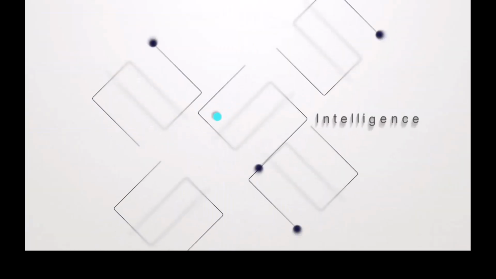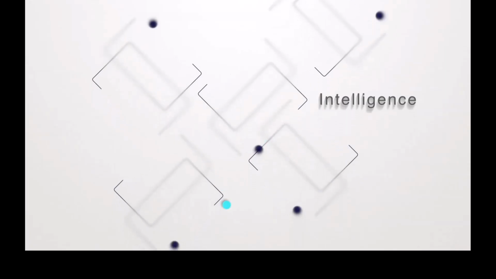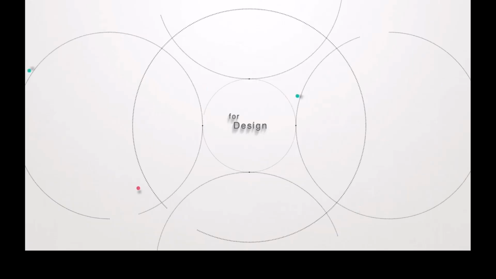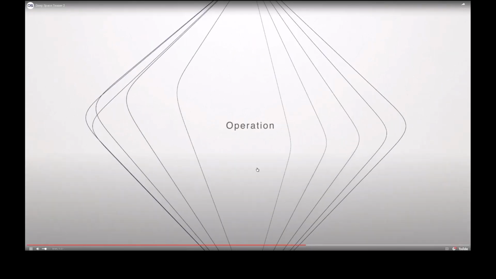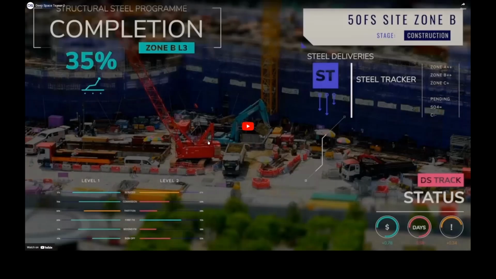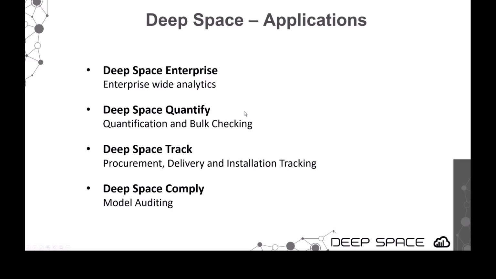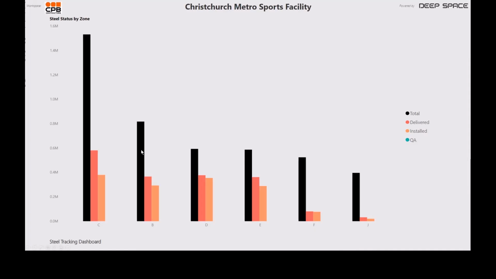And that comes in the form of dashboards, usually. So like visual dashboards that kind of anybody can understand. I'll show you a couple of examples of those. If we just flick through. Next slide. So quantification, tracking, and then checking the model's actually good quality.